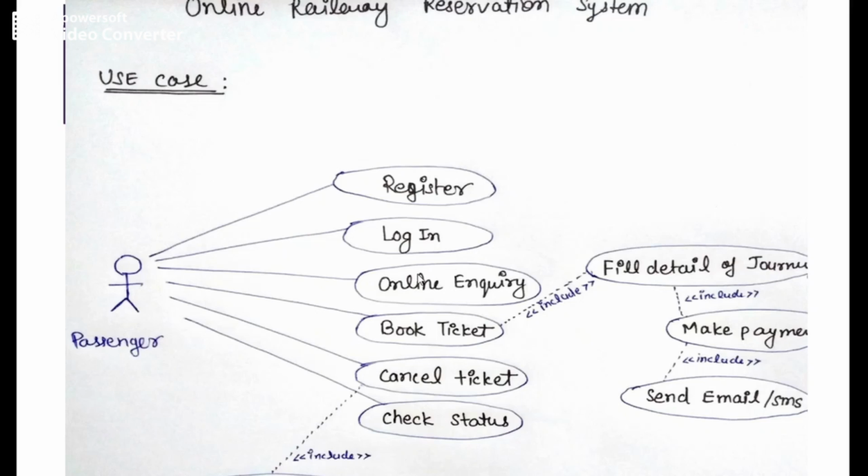he can do an online inquiry. Fill details of the journey. He can do the online inquiry there, and he can book the ticket. In booking the ticket, it will include all the details. He has to put all the details of his journey. So clear, first online inquiry whether the train is available or not. Once it is available, he can book the ticket. So in that it includes what? You have to fill the details of the journey, and in that also it includes the payment.